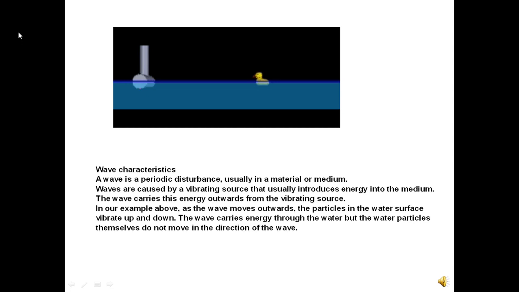So waves carry energy. Now, if we look at this animation, we can see on the left, we have something which vibrates up and down, which causes the wave. But you can see that whilst the duck moves up and down, it doesn't move to the right. So the energy is being transferred from left to right. But the medium itself, the water, all it does is move up and down.